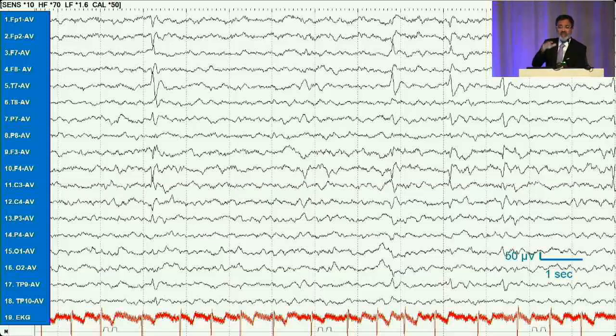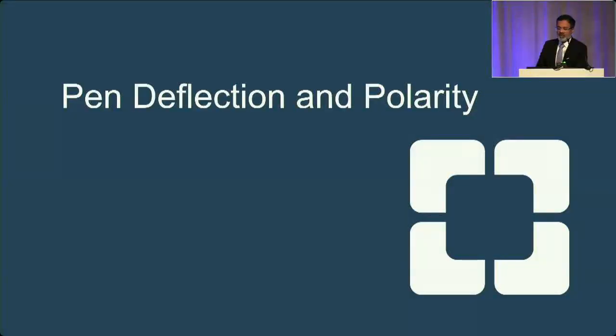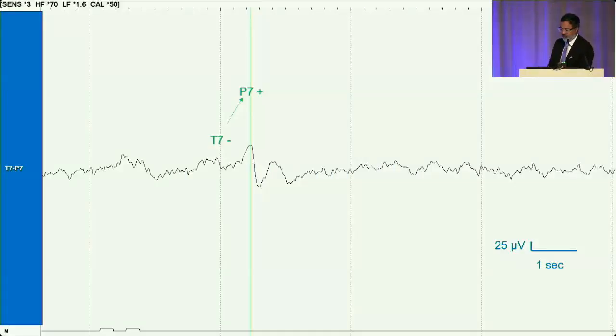So in many instances, the frontopolar electrodes are subtracted from the average because the frontopolar electrodes can have a lot of artifacts such as eye blinks and can contribute to an average. So it's another way to use an average montage. Let's talk a little bit about pen deflections here.